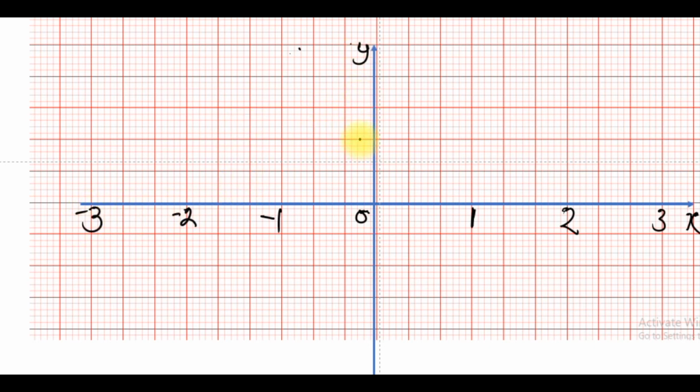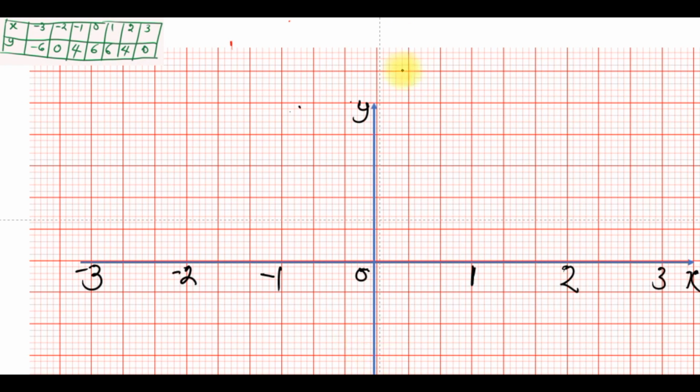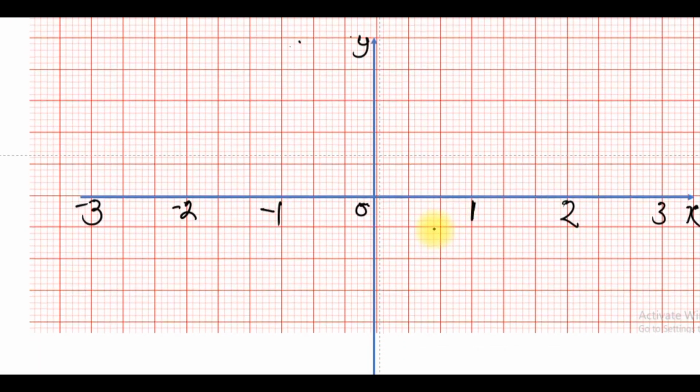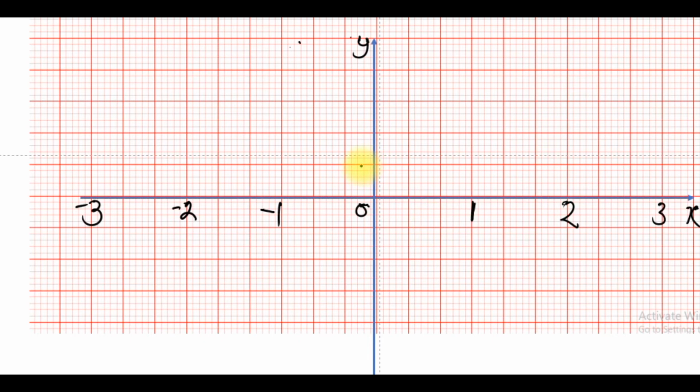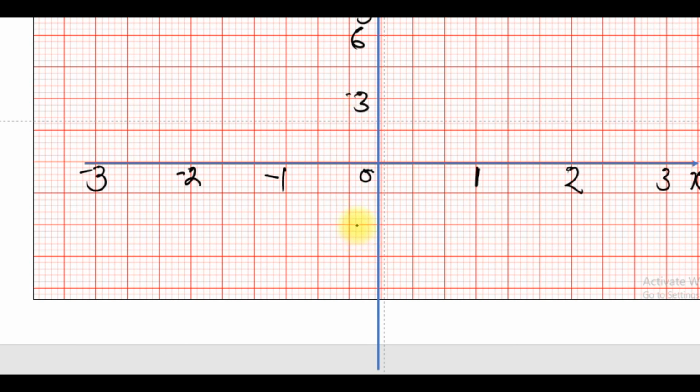So let's locate for x, for y. The maximum is 6, the minimum is minus 6. So, but here, if we count 1, 2, 3, it won't be enough. So why not this 3, this 6. So down here, we have minus 3 and minus 6. So, but there's a problem here. We need to get the value of each of these grid lines.